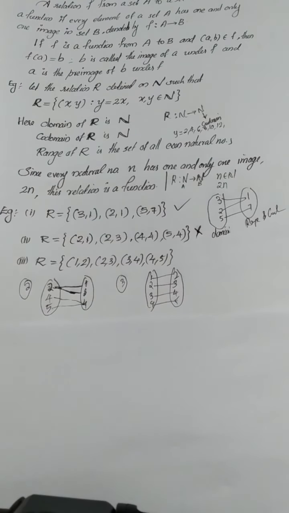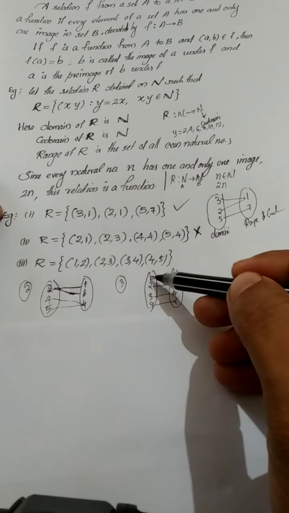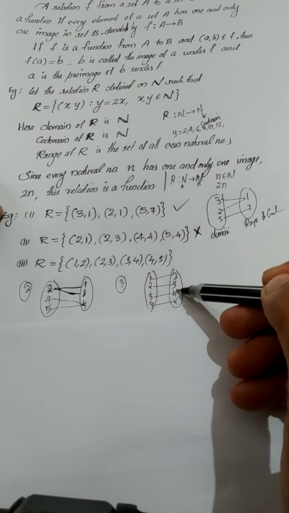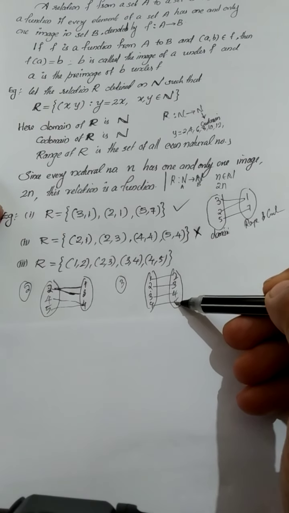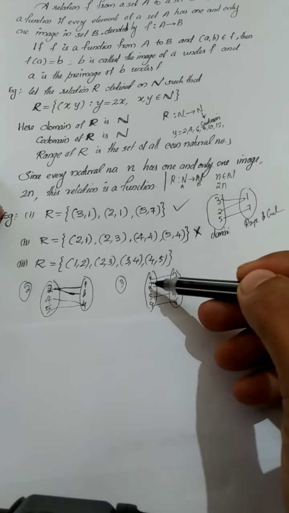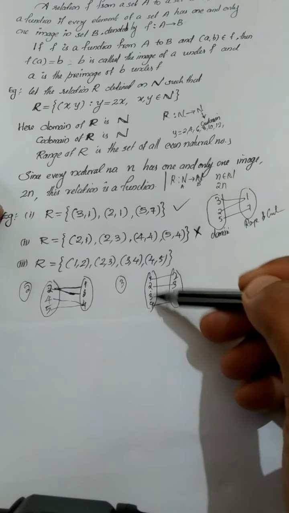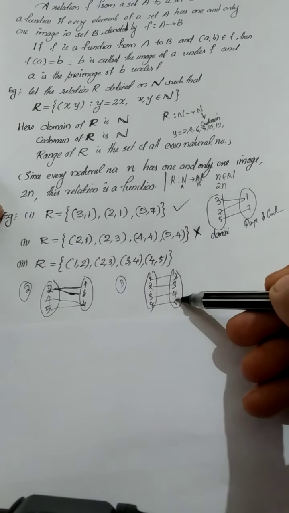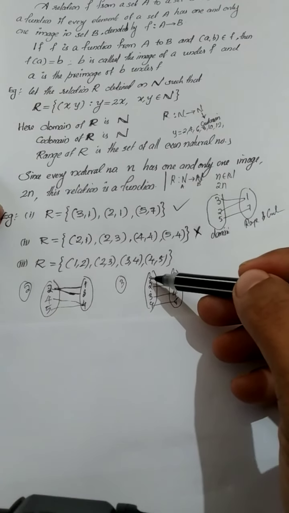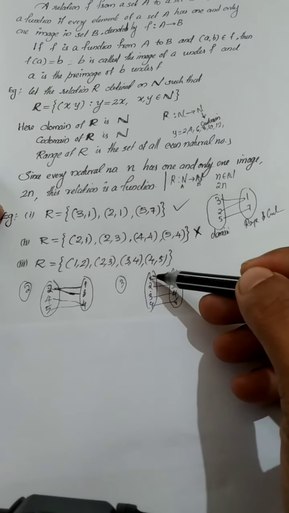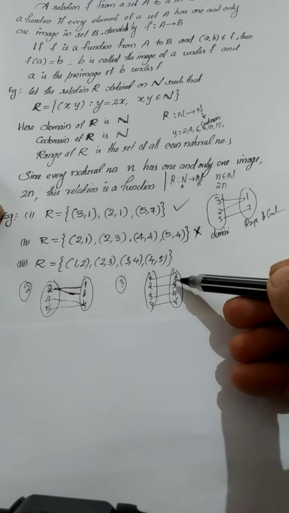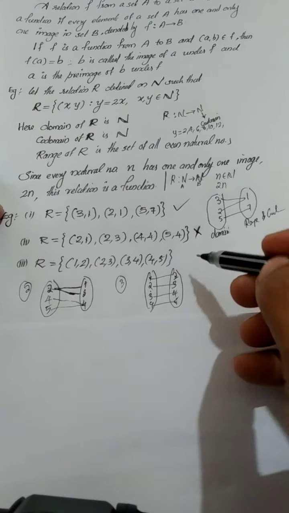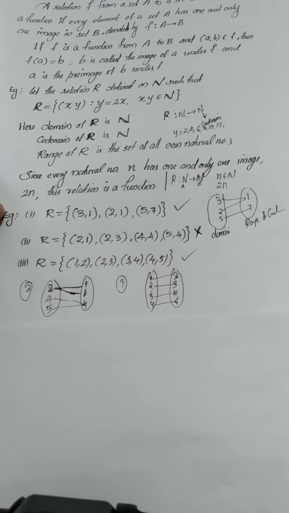No problem, because every element in the domain has an image in the codomain. 1 has an image, 2 has, 3 has, 4 has. And also, for every element we have one and only one image. So this is a function.